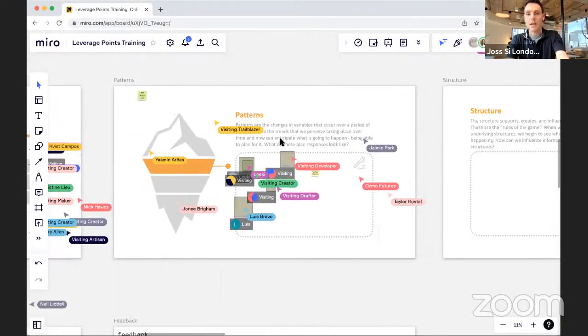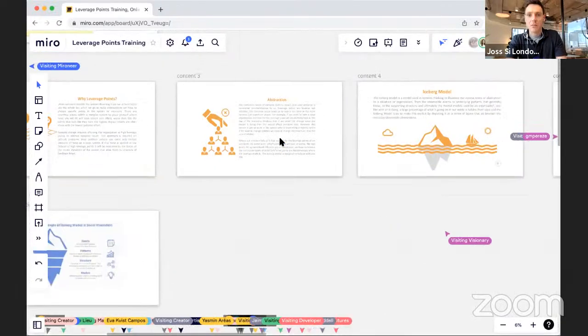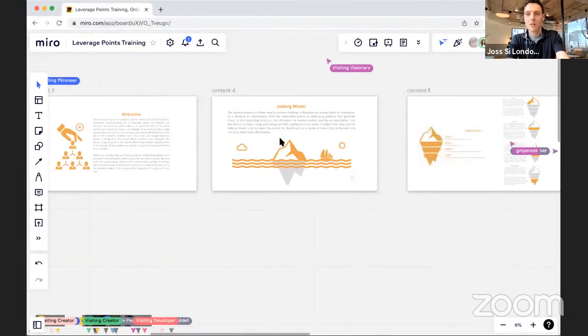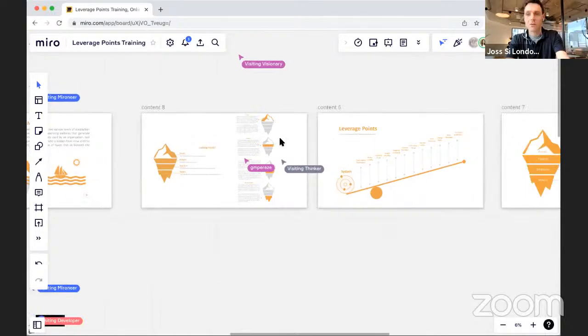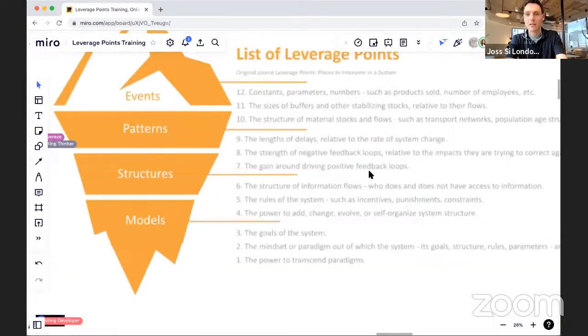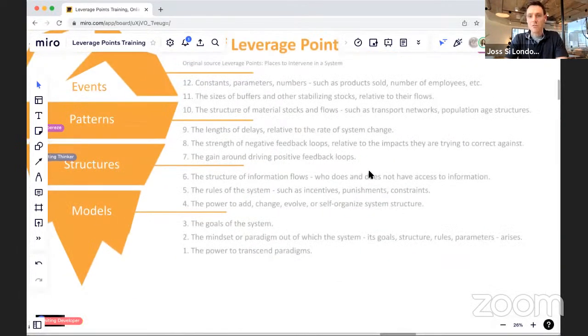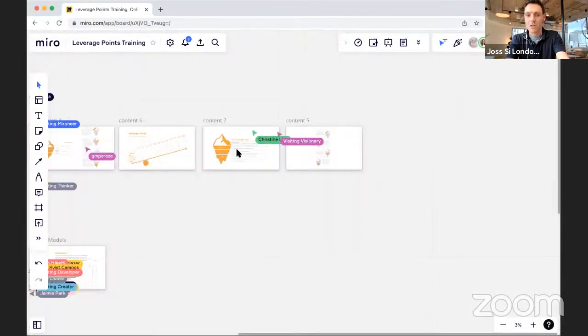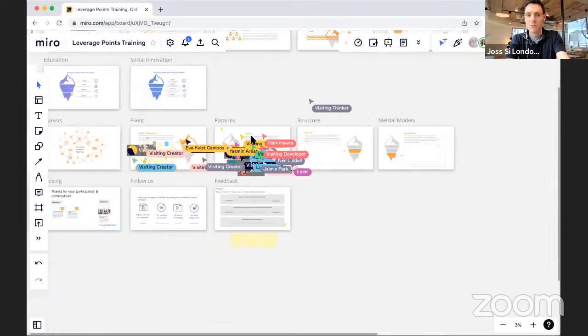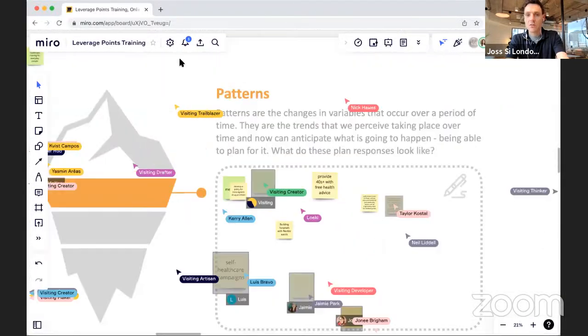If we look back at what Donella Meadows was saying up here about the different leverage points, we're now here on patterns: the length of delays relative to the rate of the system, the strength of negative feedback, the gain around driving positive feedback. Yeah, so these are different flows in the system and how it's changing over time. Let's just spend a couple of minutes there.